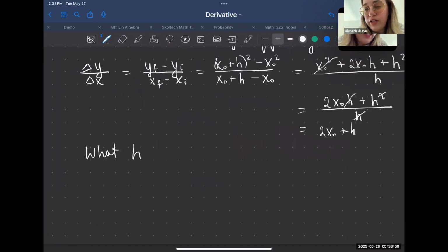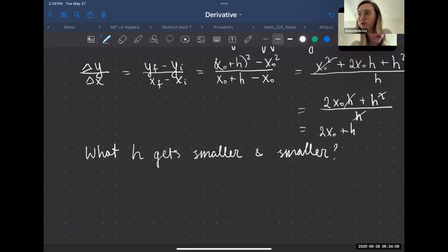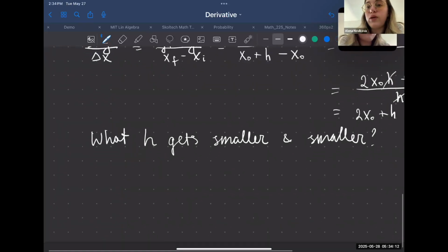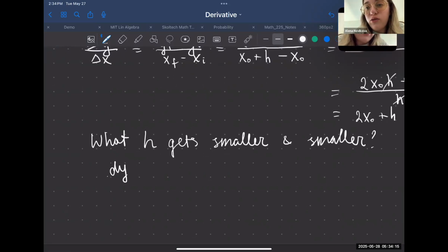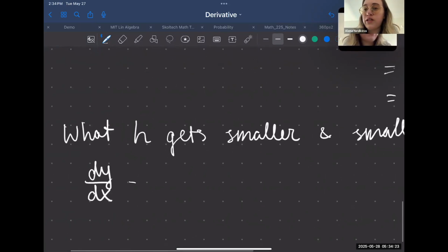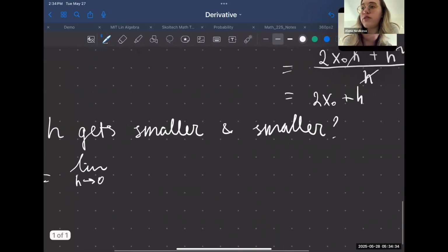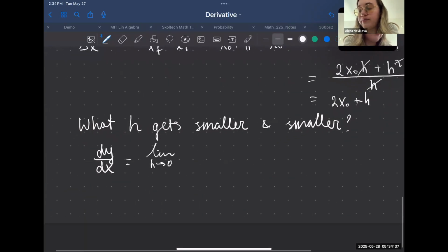Now, what if h gets smaller and smaller, and finally approaches 0? Following the convention, we can write this as dy over dx, because this little d tells us that we're interested in that instantaneous rate of change. So that's where we're going to use the definition of the limit, and we're going to say that we're taking the limit as h approaches 0 of this expression that we got here, right?